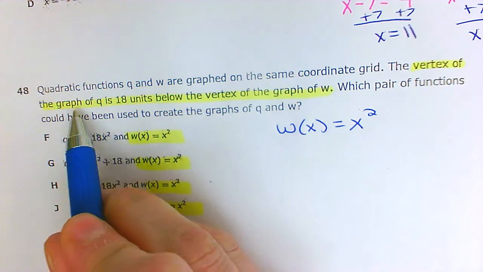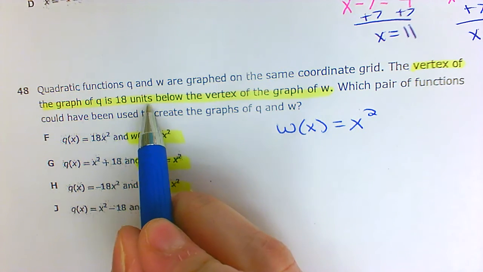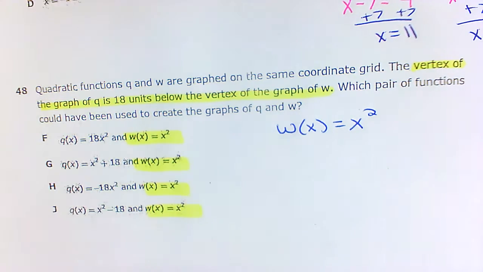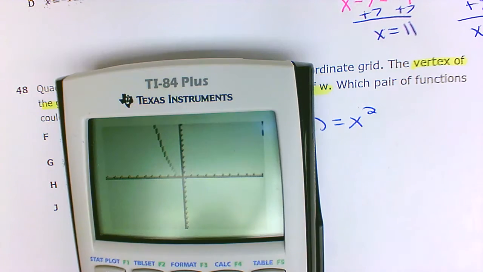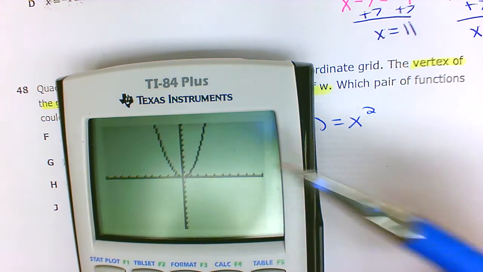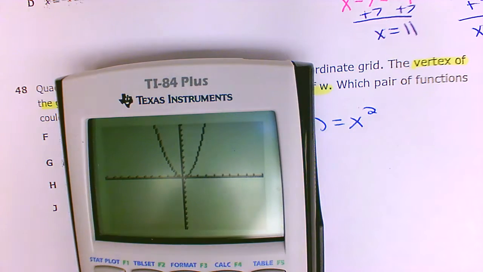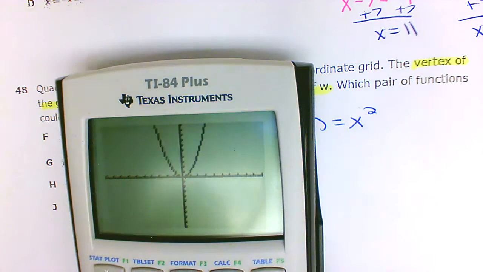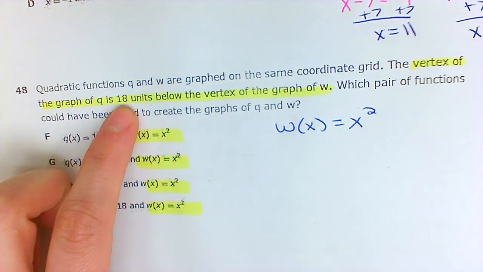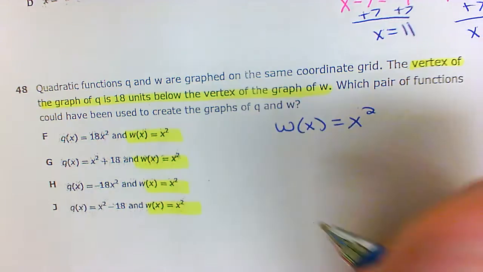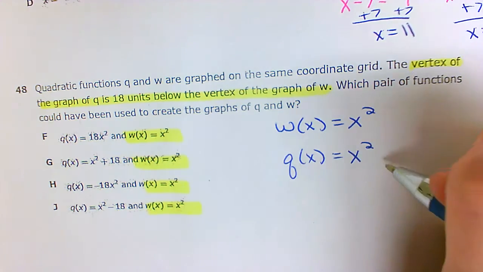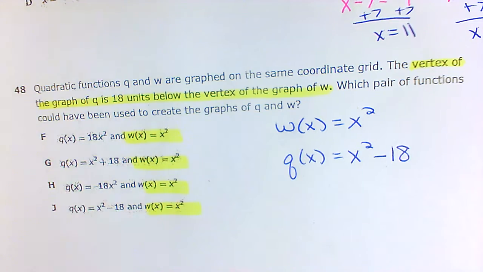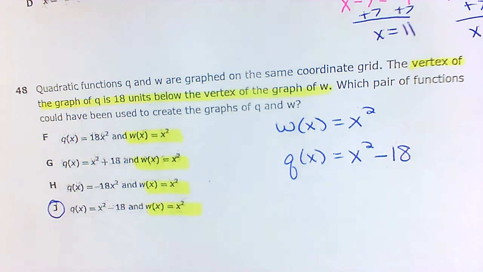So go back into the problem. They said the vertex of the graph of Q is 18 units below the vertex of the graph of W. So I'm going to go ahead and plug in my W value. That one's x squared. It starts at the origin. Whenever you start adding or subtracting numbers, that's when it moves your quadratic up or down. So if I want it to be 18 units below that vertex, for Q of x, I would take the same equation, but I would subtract 18 from it, which is going to give me answer choice J.